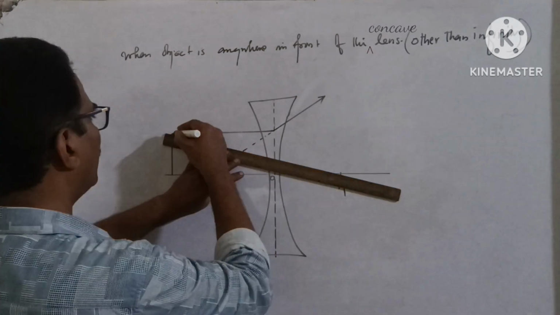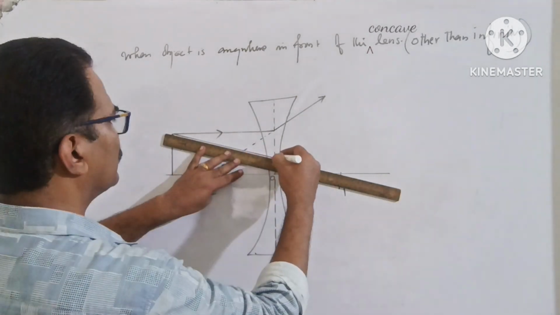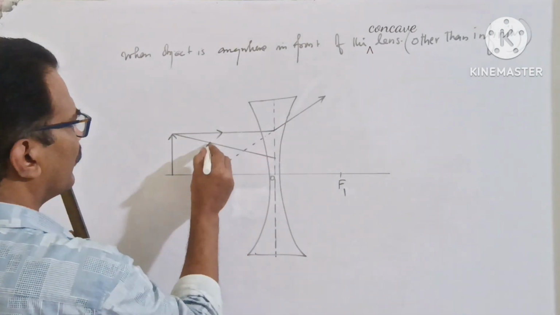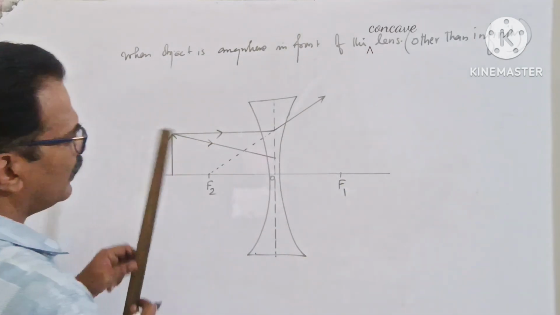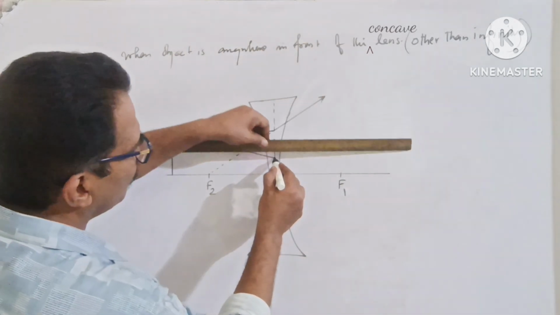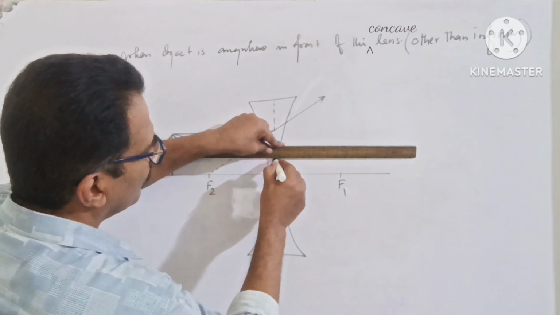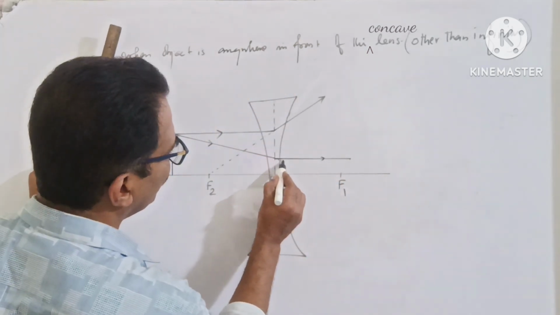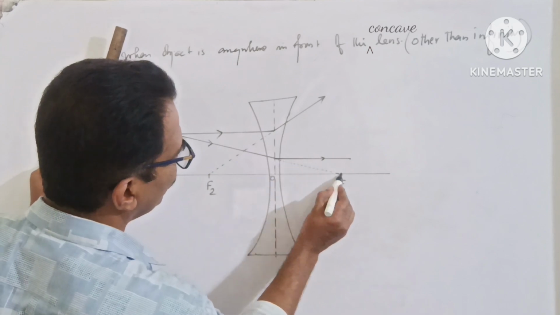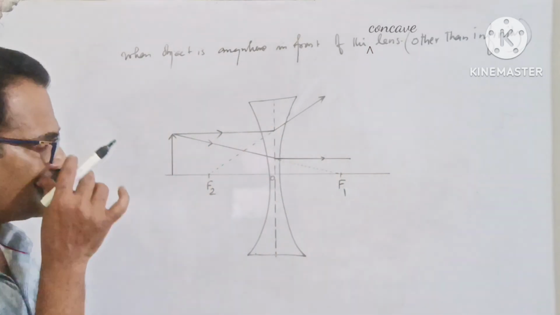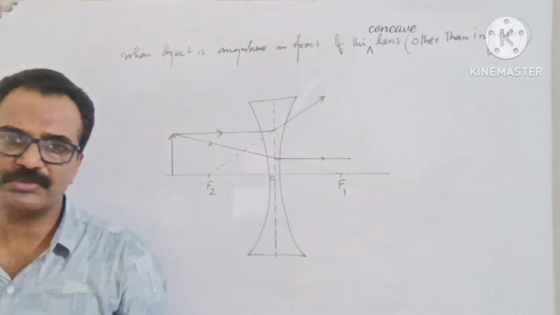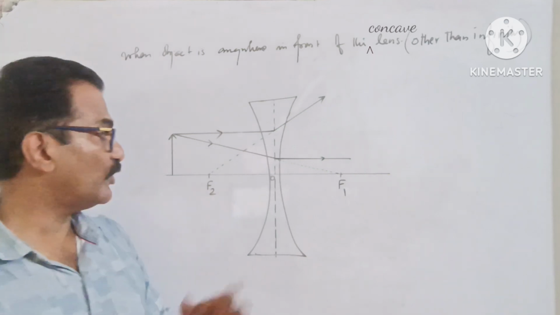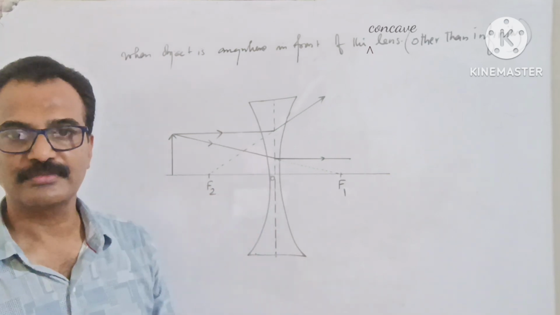Directed towards F1. Okay, you can take that ray if you want. Then what will happen to this ray? This ray becomes parallel to the principal axis, because this ray was directed towards F1. So it will be parallel to the principal axis. So where will the image be formed? Between the optical center and the focus.